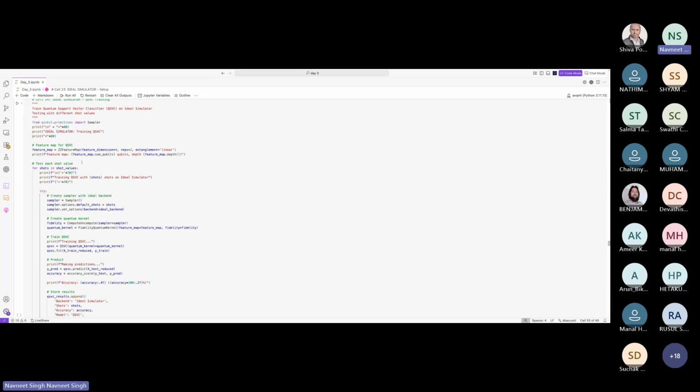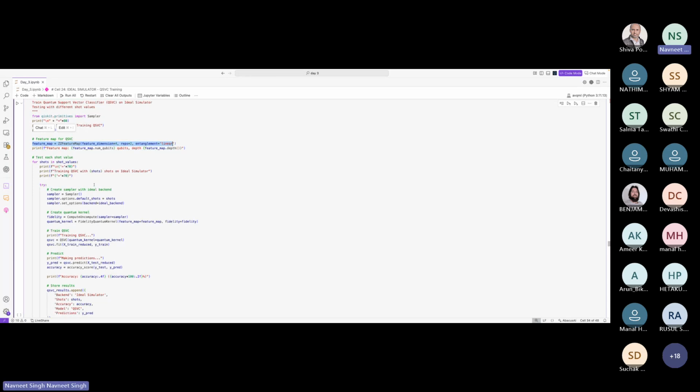Here I'm training the VQC model. Basically, whatever we discussed above, we are doing here. We are using the ZZ feature map to encode the classical data into 4 qubits with two repetitions. Basically, the depth of the circuit is fixed at 2. Then we are using linear entanglement, so each qubit is connected in series.